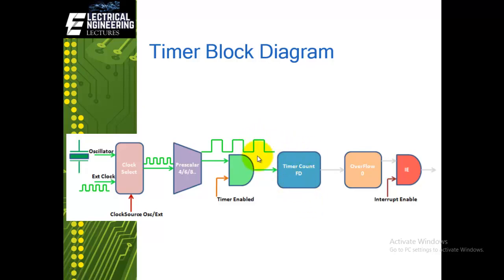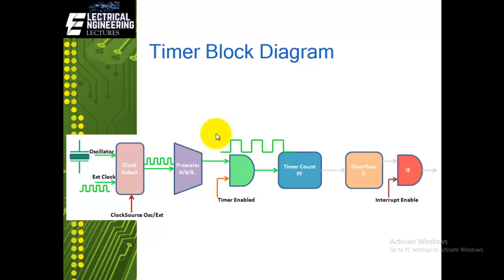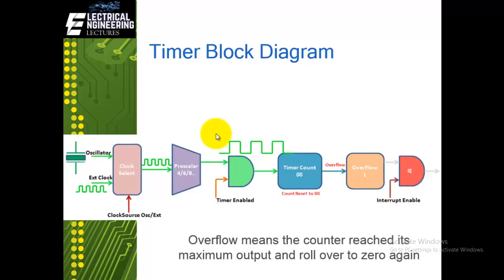So for an 8-bit timer, after 255 clock pulses, the timer will count to its maximum value, which is 255 or FF in hex. After that, what will happen? The counter will overflow and it will start counting from 0. I am talking about the 8-bit counter. So after counting to 255, it will again start counting from 0, and this will cause the counter to overflow. So what is overflow? Overflow means the counter reaches its maximum output and again rolls over to 0.